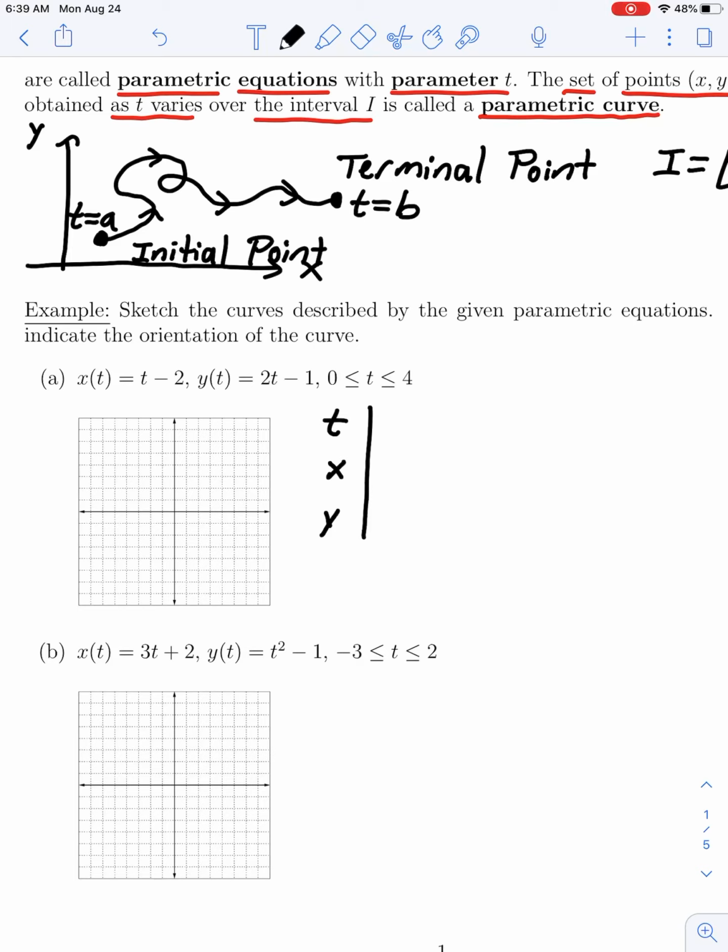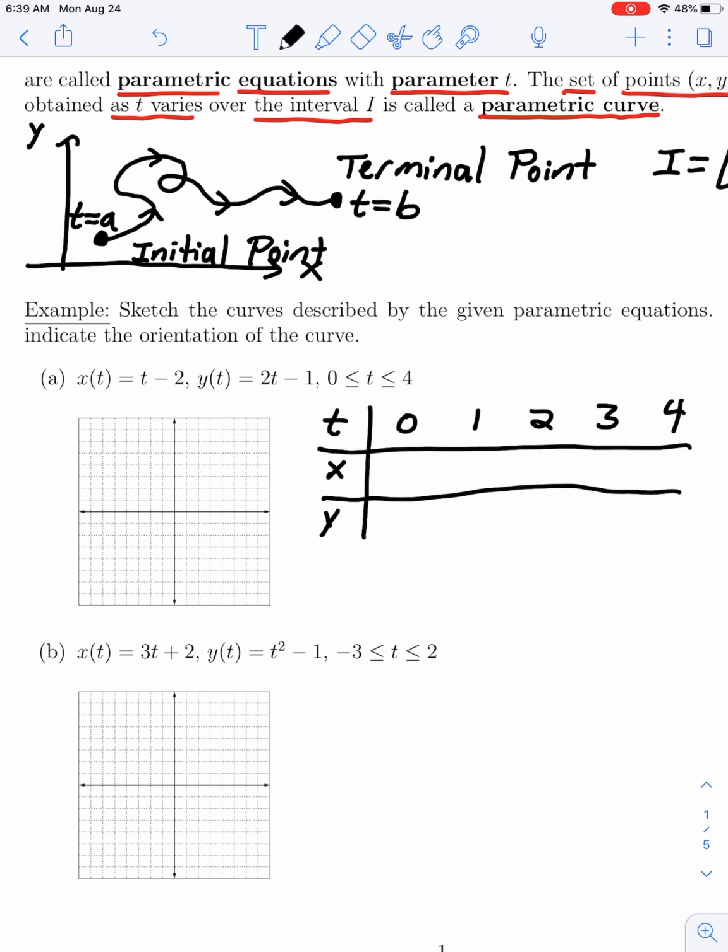Our t values are ranging from 0 to 4. So let's maybe choose integer values for t: 0, 1, 2, 3, and 4. And then we're going to find the corresponding x and y values. So let's start with t equals 0. If t is equal to 0, then x would be negative 2, since x is t minus 2, and y would be negative 1.